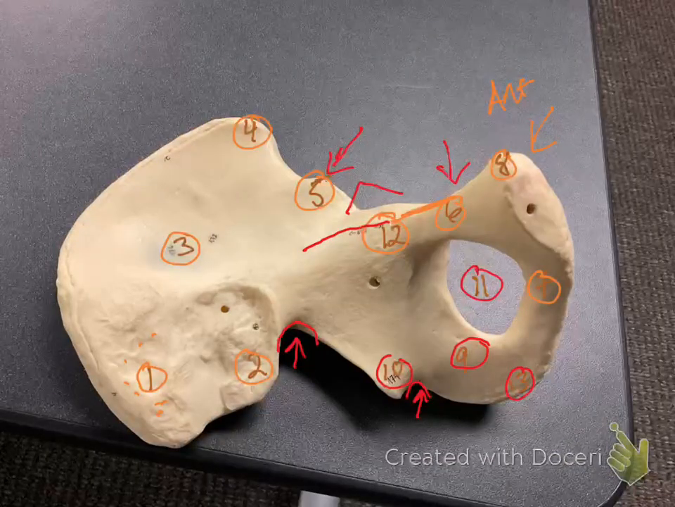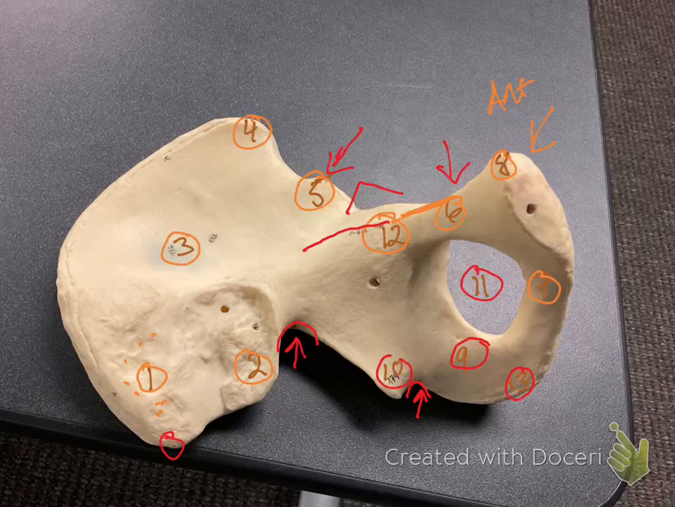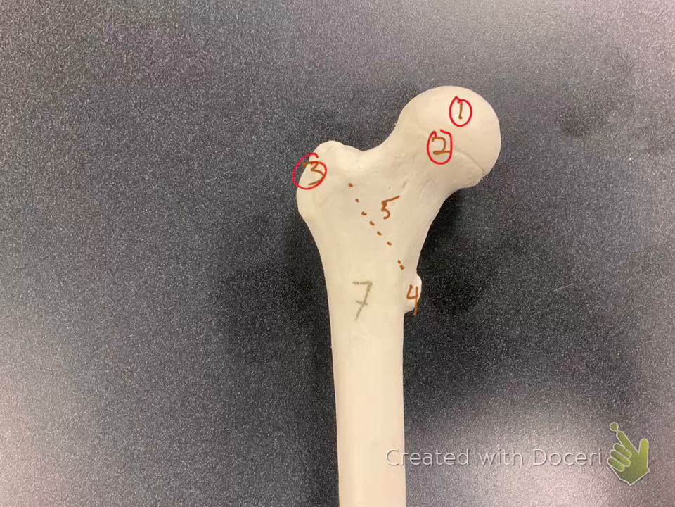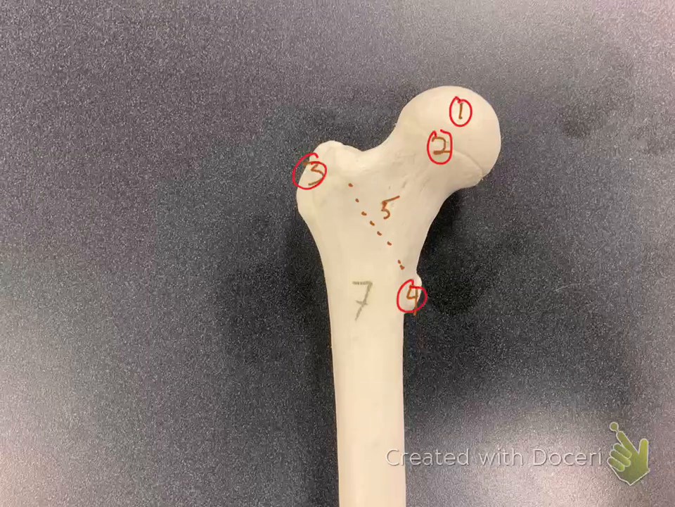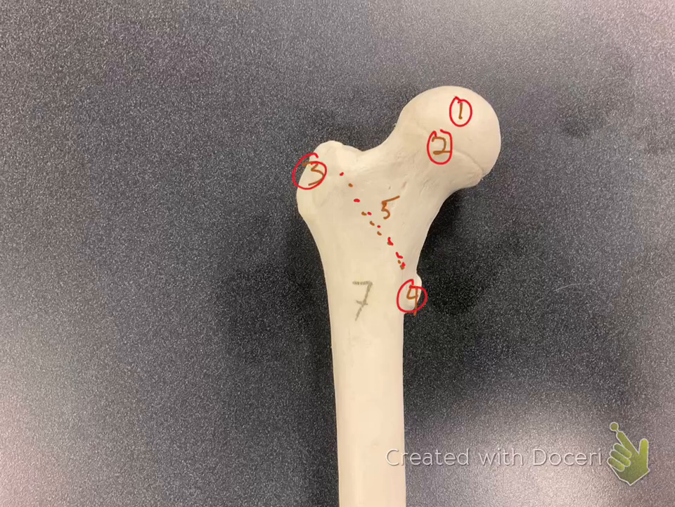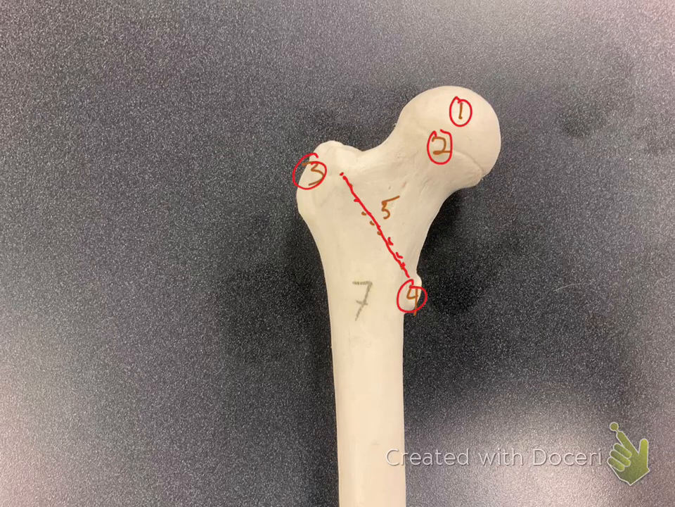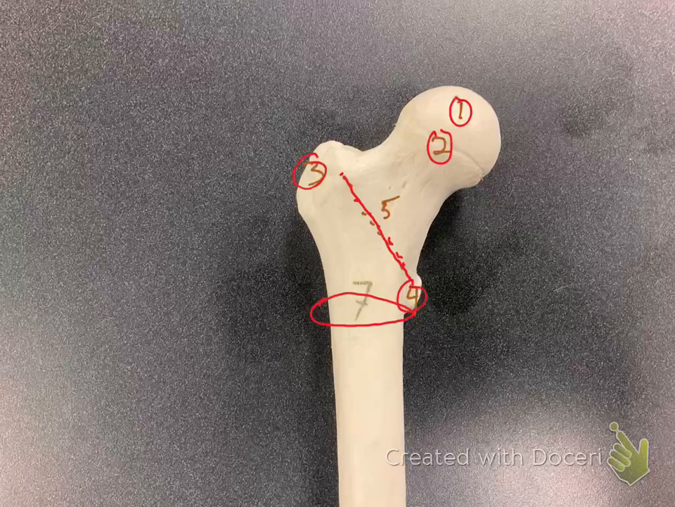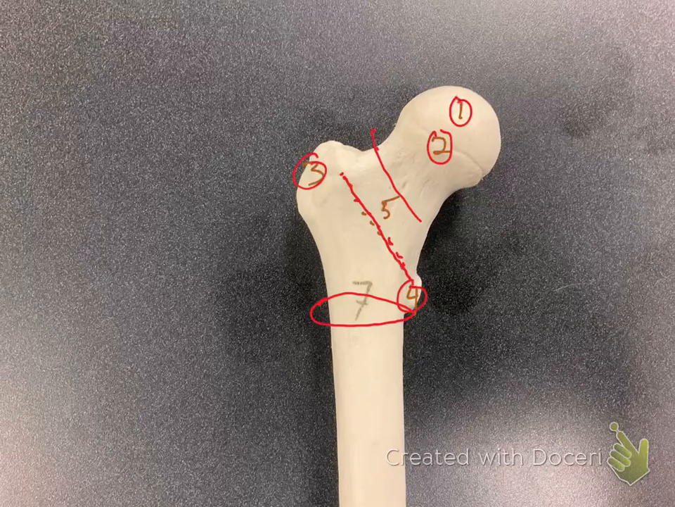Just for completeness, we also have the posterior superior iliac spine, and then the structure here is our posterior inferior iliac spine. Head of the femur, neck of the femur, greater trochanter, lesser trochanter, and then remember, a line in between two structures would be inter, so this is the intertrochanteric line, because it's really just a line. We're really not going to see a raised surface or anything to indicate anything differently.